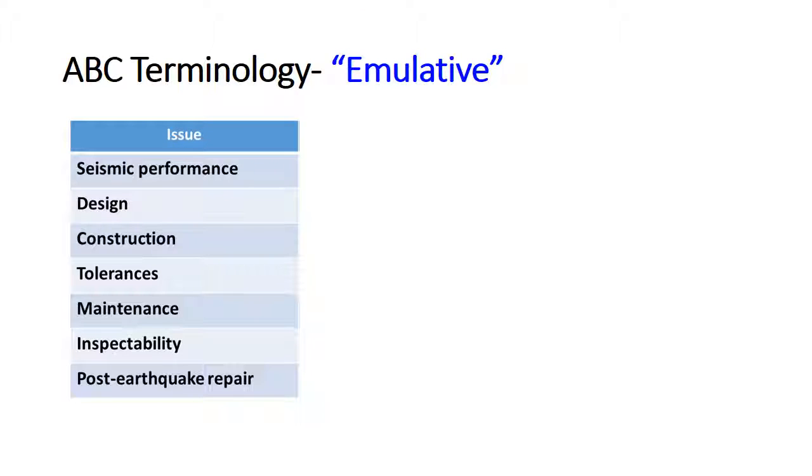Now, that brings me to an interesting question about a terminology that we hear often from engineers and researchers. Can we make ABC emulative of cast-in-place construction? Which one of these details or connections give us that? Well, the answer is we could make it emulative depending on the particular seismic or maintenance parameter we are looking at.